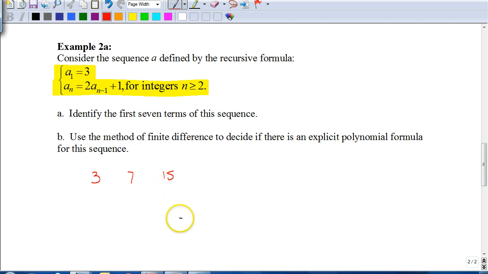And I double that and add 1, so that'll give me 31. So the next term would be 63. The next term then would be double 63, which is 126, plus 1 is 127, leaving us with our last term of 255.